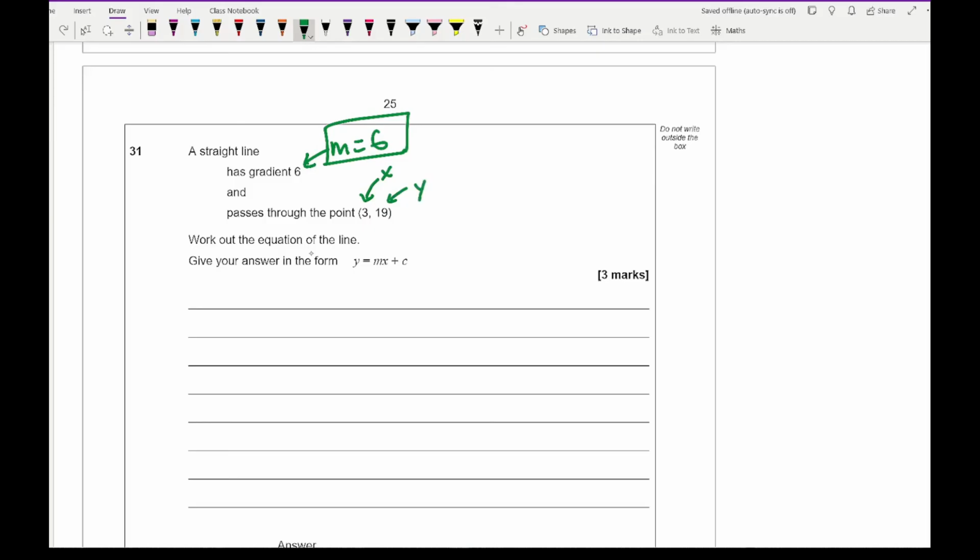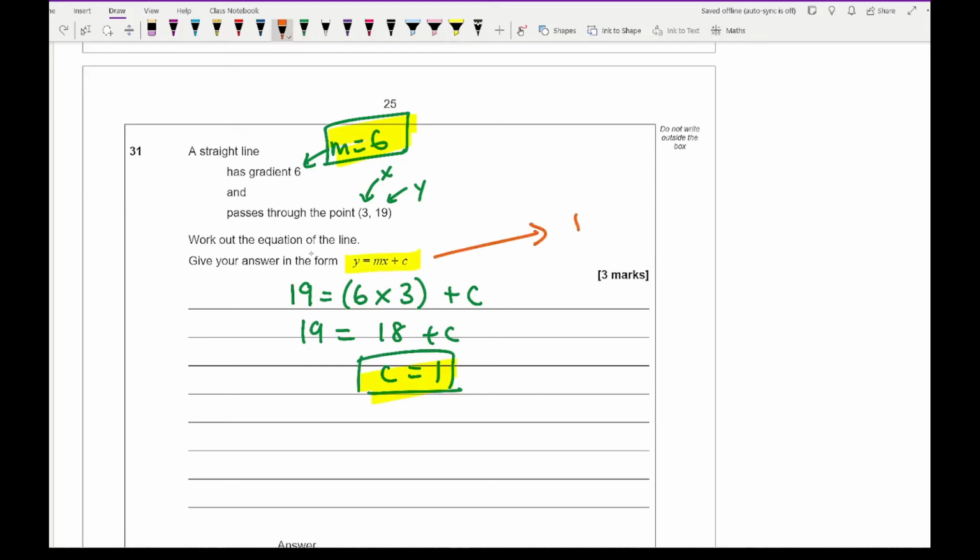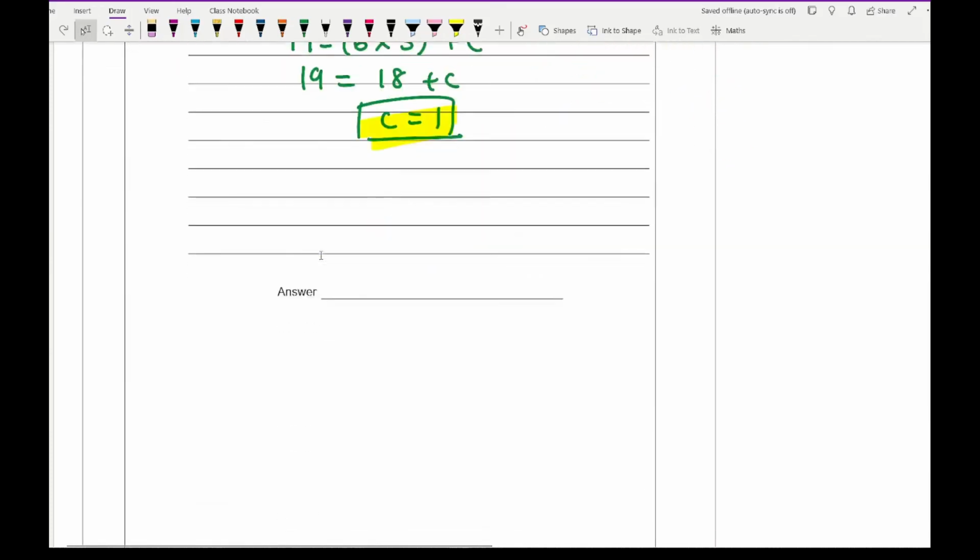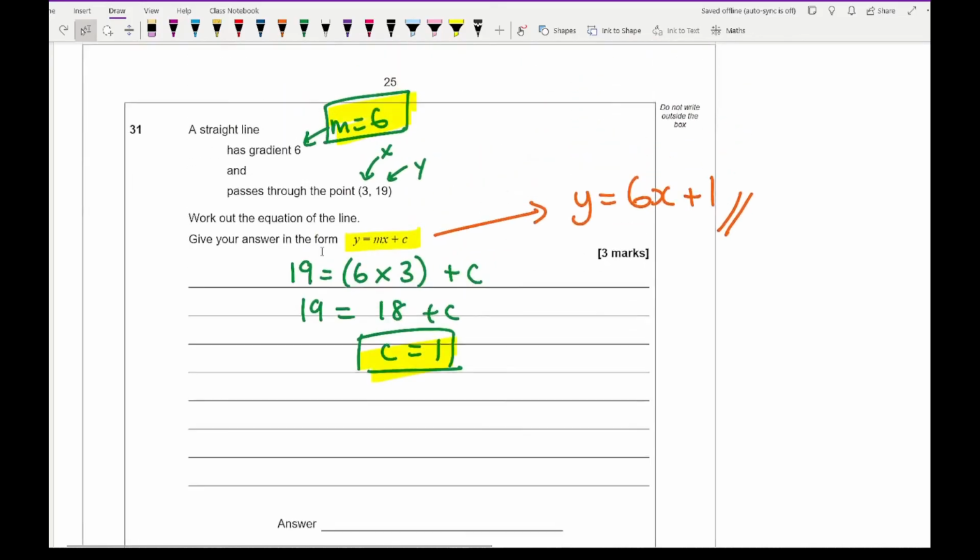So what we need to do is work out what c is. So substituting those numbers in, I get 19 equals 6 times 3 plus c. So 19 equals 18 plus c. So c equals 1. And then using these two bits of information, and substituting those numbers into this equation, I get an equation of a line of y equals 6x plus 1, and there is my final answer and the last question in this paper.